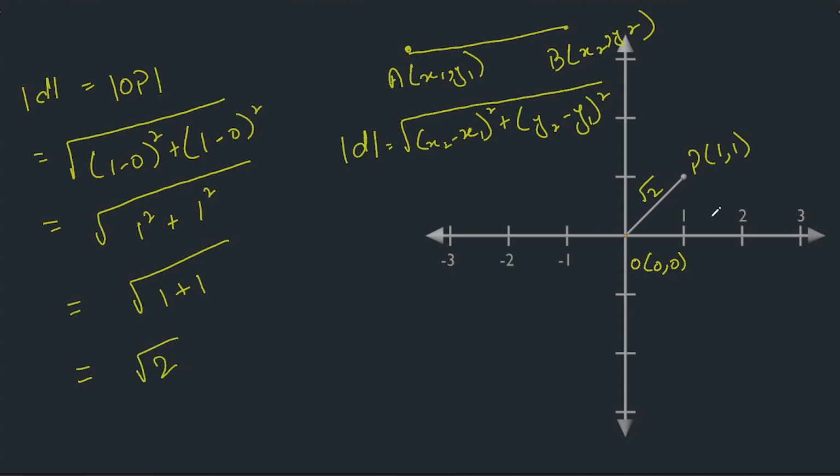Hence proved that the distance between the origin and the point P is square root 2, and it is behaving like the radius of a circle. I am rotating the circle across the origin, and this line is the radius of this circle. So this line, being the radius of the circle, will cut the number line exactly at a point which has a distance of square root 2.